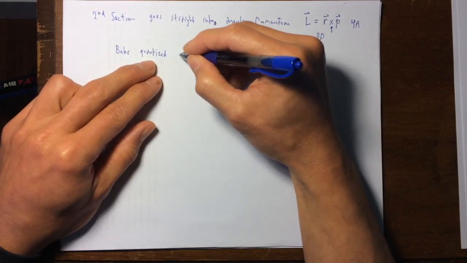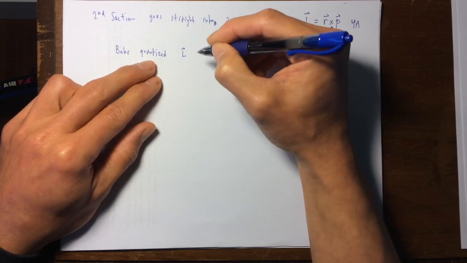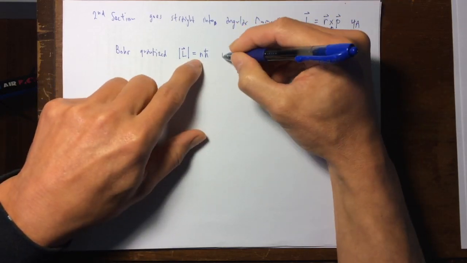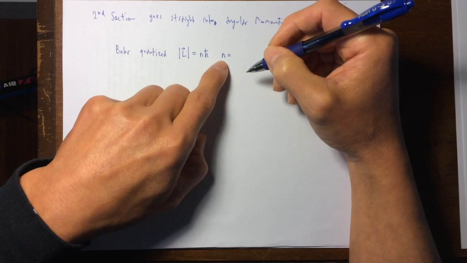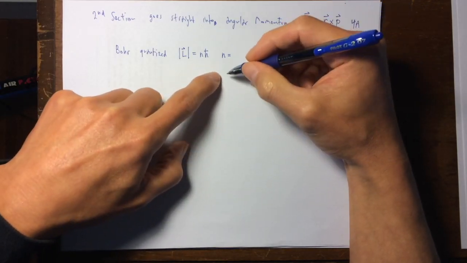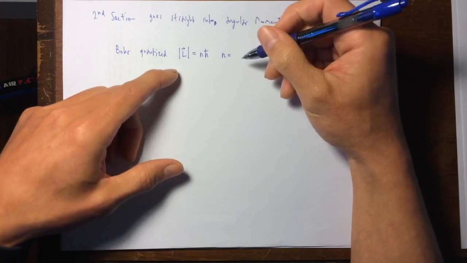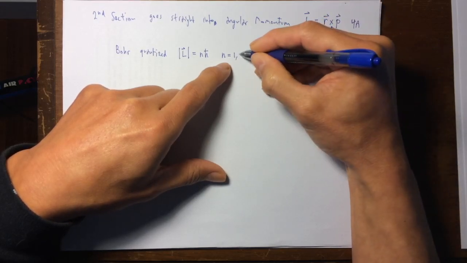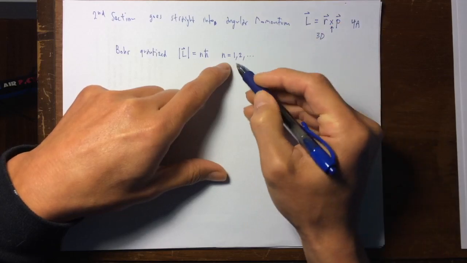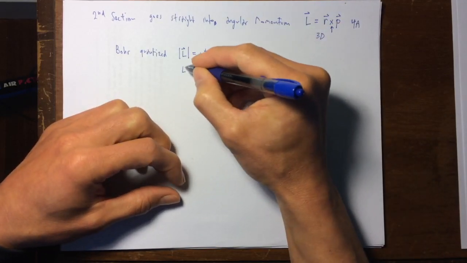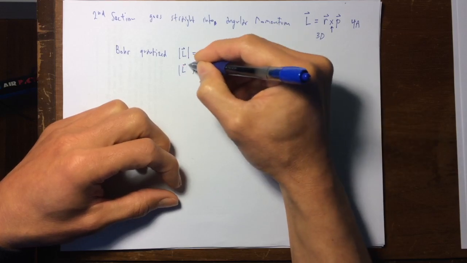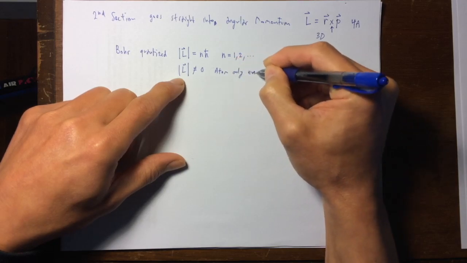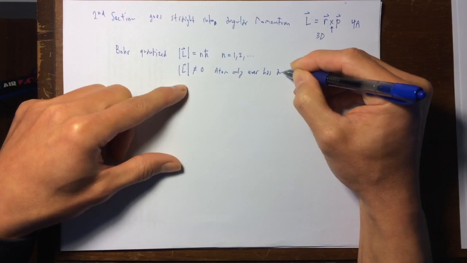In particular, what Bohr did was he said that the angular momentum of the atom is quantized, but the value, the quantum number, which is related to the energy of the atom, which is the whole basis for this photon emission model, hinged on the fact that n had to be an integer that started from the number one. So n could not be zero. That is, L could never be zero. So what this means is that the atom only ever has angular momentum.